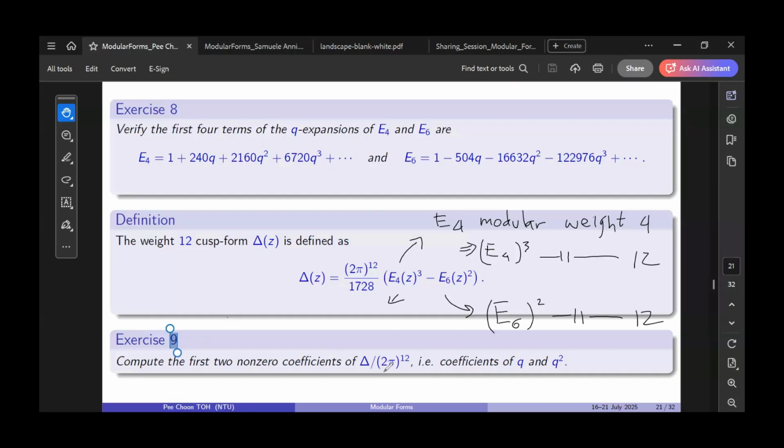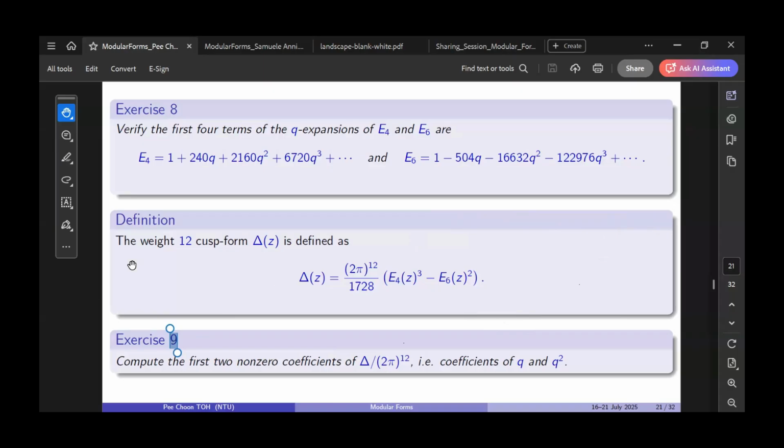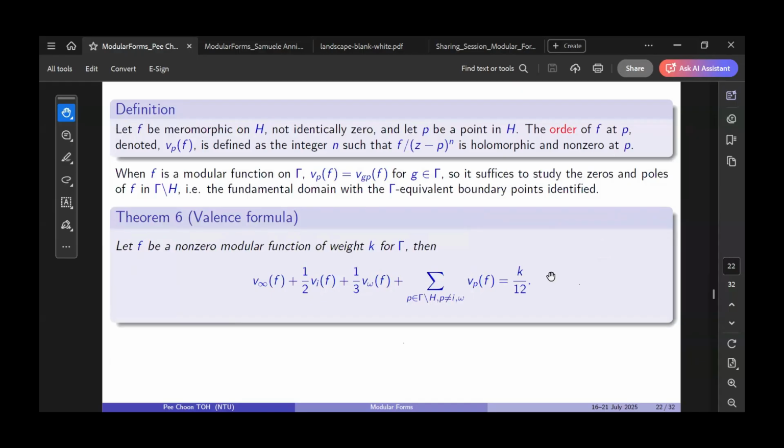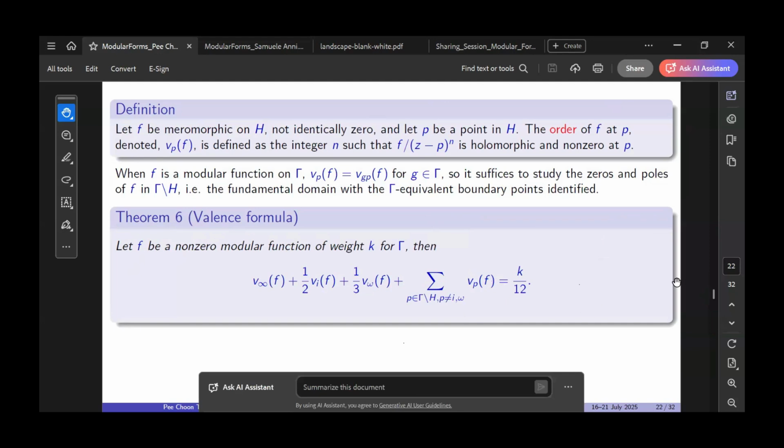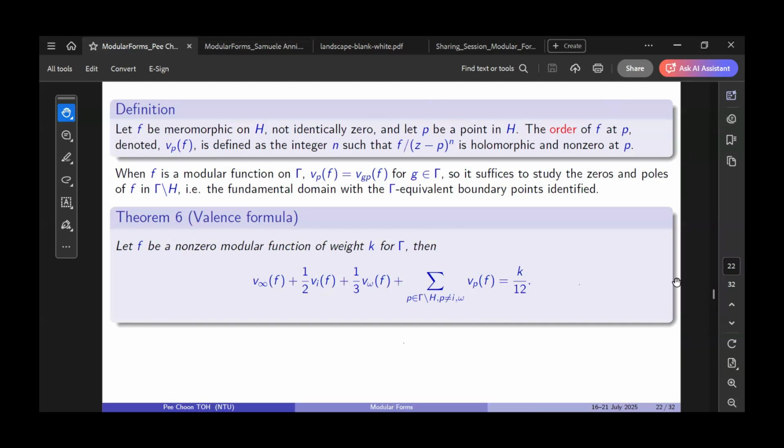Okay, now exercise 9 is also just more calculating. So we have a very useful formula here. It is called the valence formula. Before we go to that, we define this first.